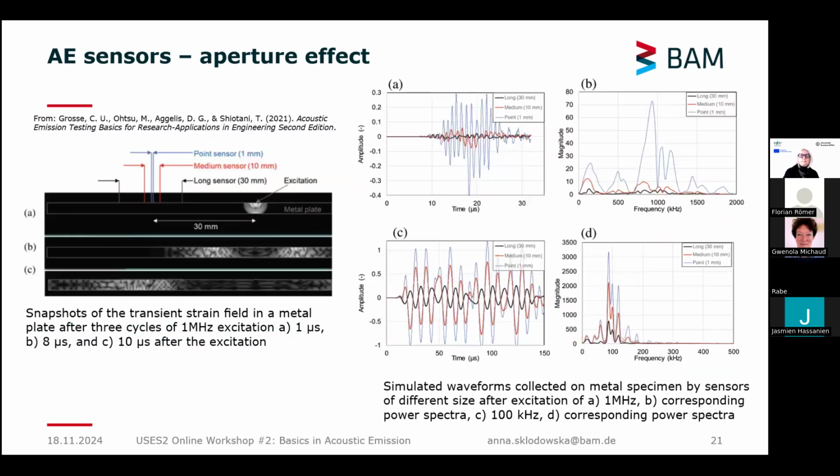And this is an example of this phenomenon in a simulation. Basically, we have a metal plate, we have some kind of excitation, and those are 3 snapshots at 3 different time steps. And the assumed sensors have 3 different lengths. We have a point sensor of 1 millimeter, a medium sensor of 10 millimeters, and a long sensor of 30 millimeters. And on the right, you can see the waveforms recorded by the sensors and the corresponding Fourier transform.